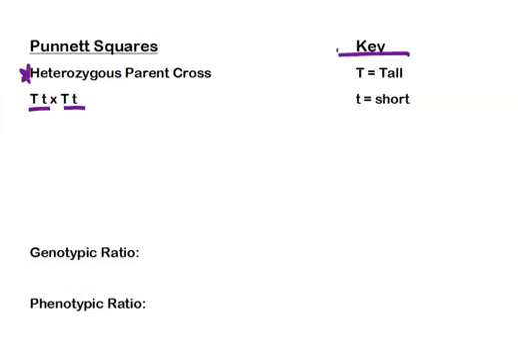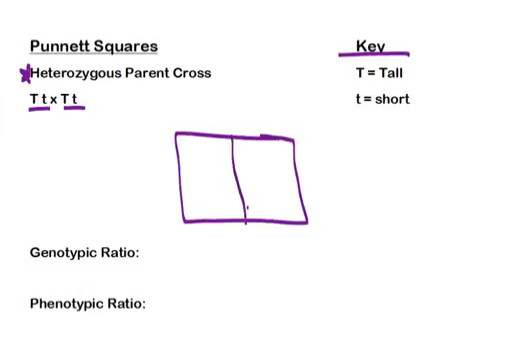We also include our key, which shows what the alleles represent. So the dominant allele, capital T, equals tall plant height. The recessive allele, or the lowercase t, represents short plant height. So we're going to start out with our Punnett square, set it up the same way. The gametes for one of the parents will go along the top. The gametes for the other parent will go along the side.